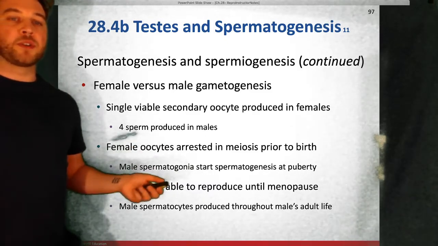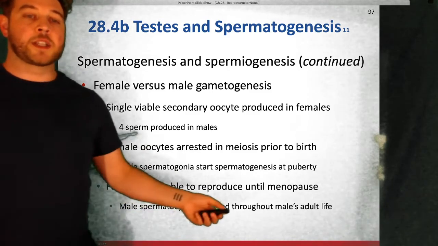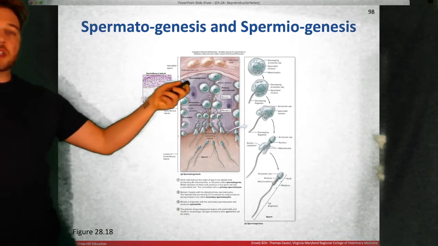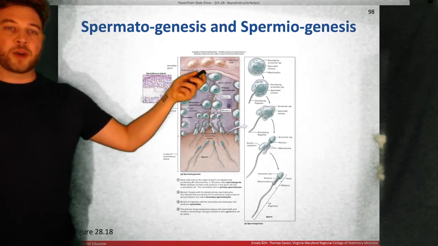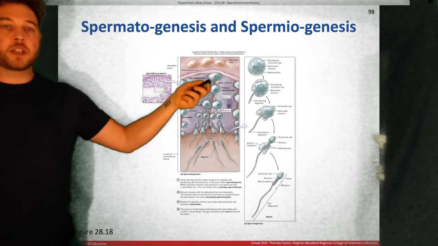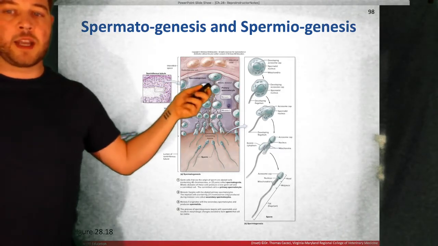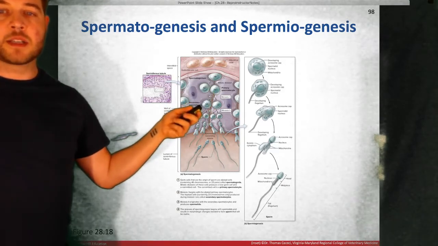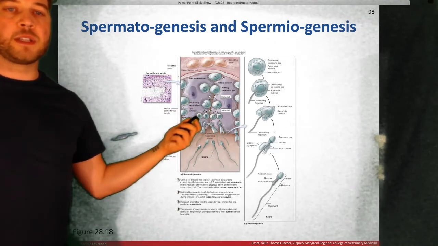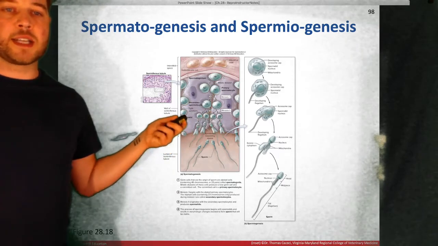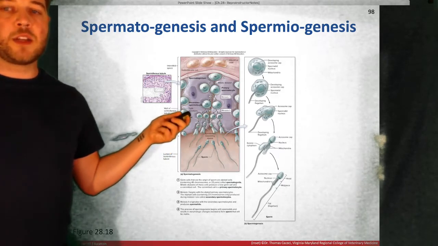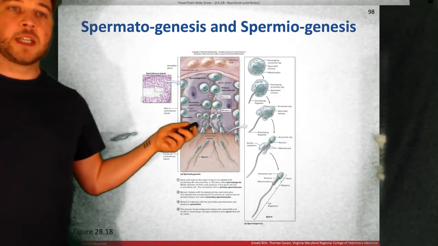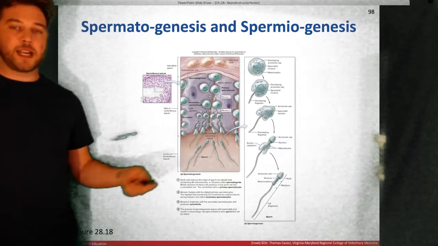And females are only able to produce until menopause, while males produce throughout the lifetime. So here you can see you start with your spermatogonium, your germ cell. It will split to make another spermatogonium and a primary spermatocyte. You then have your two meiotic divisions, which create these 4 haploid cells. At that point, you have a spermatid, and then you have spermiogenesis, the process of it developing its elongated nucleus, the acrosome cap, the midpiece, and the tail.